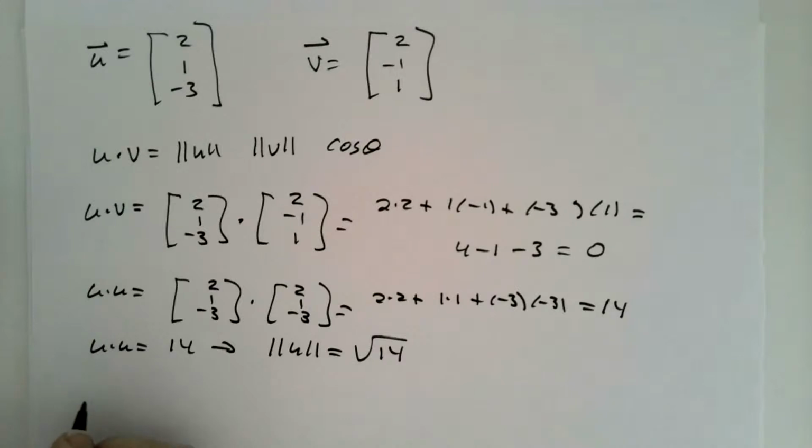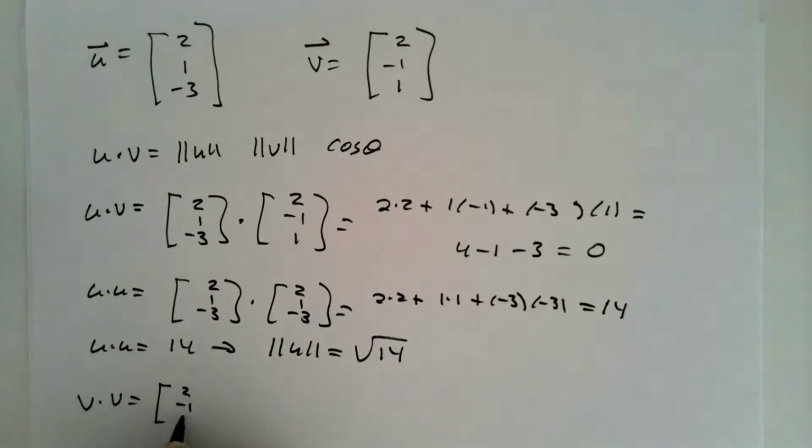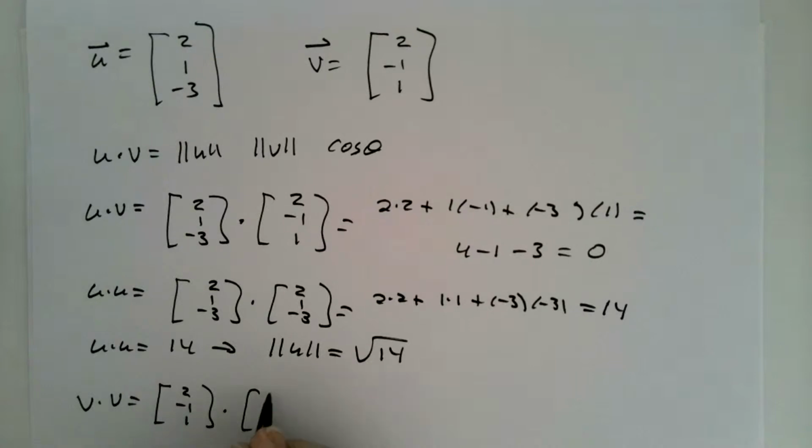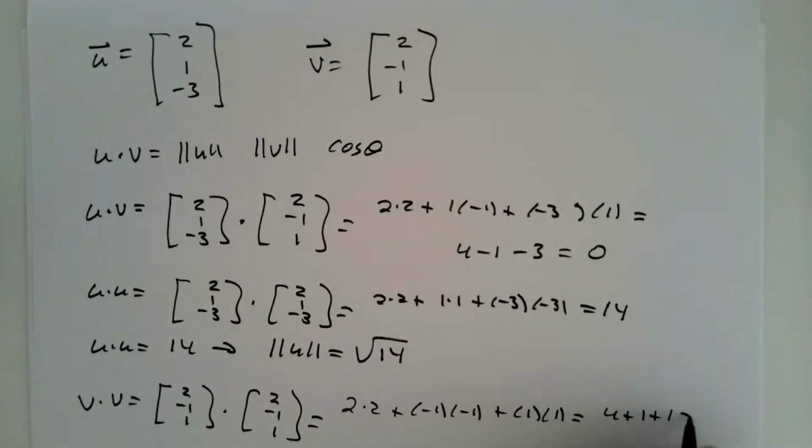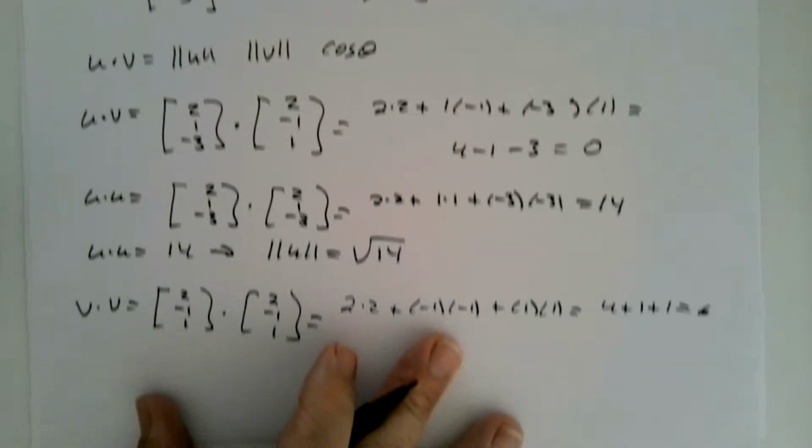Similarly, v dot v, 2, negative 1, 1, dot 2, negative 1, 1: 2 times 2 plus negative 1 times negative 1 plus 1 times 1. 4 plus 1 plus 1, which is 6. Now remember, this is what we're dealing with.